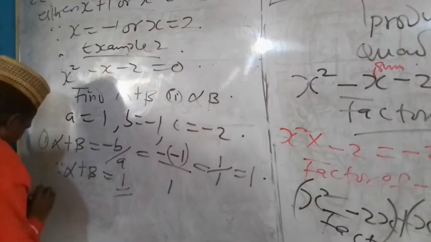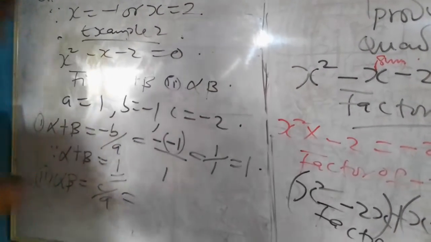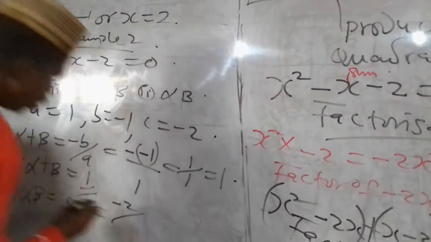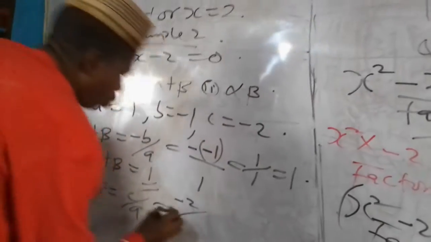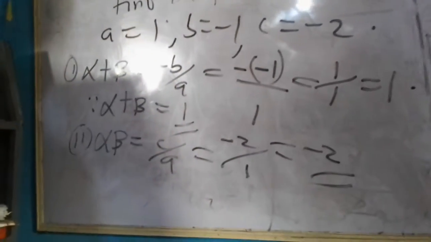Let's look at alpha beta. That's product. Alpha beta is equals to C over A. What did we have as our C? Our C is minus 2, all over our A, which is 1. That equals to minus 2 over 1. That's minus 2, isn't it? That is what we have. This is where we are going to stop today.